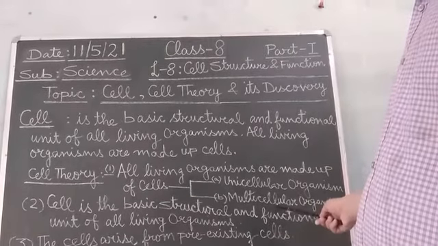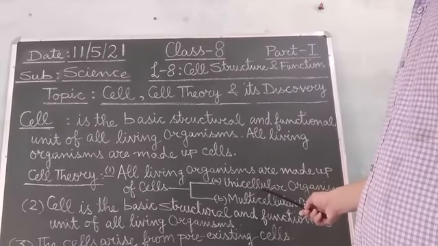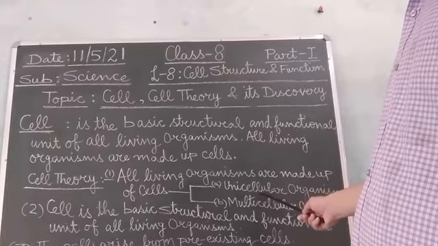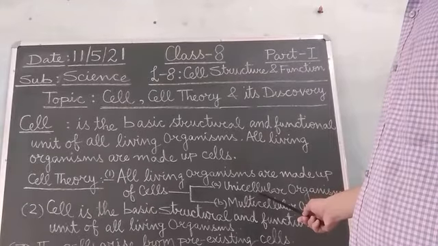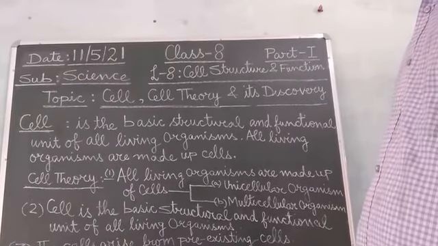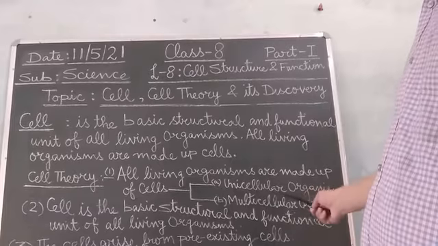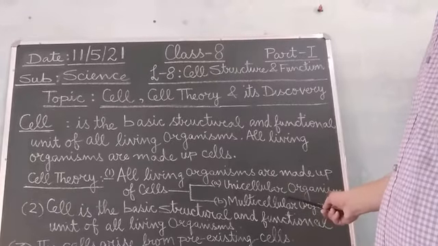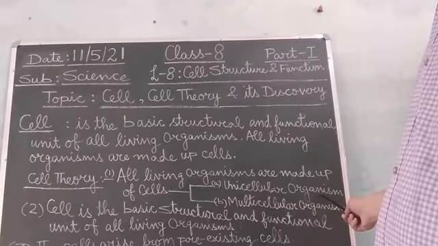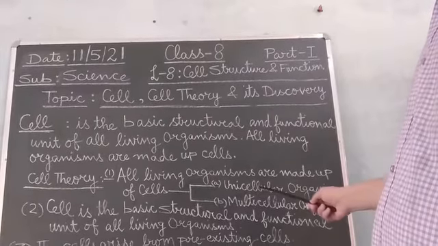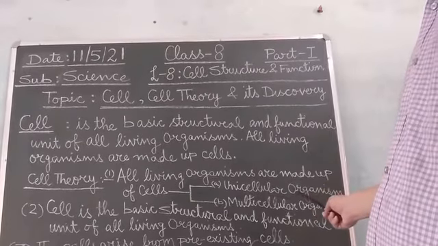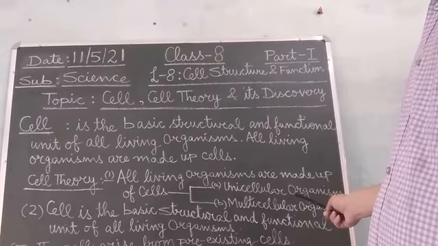Now see what is the difference between the unicellular and multicellular organisms. Unicellular organisms are those living organisms whose body is made up of a single cell. Those organisms whose body is made up of a single cell are called unicellular organisms. For example, bacteria, euglena, paramecium and amoeba. These are some of the examples of the unicellular organisms whose body is made up of a single cell.